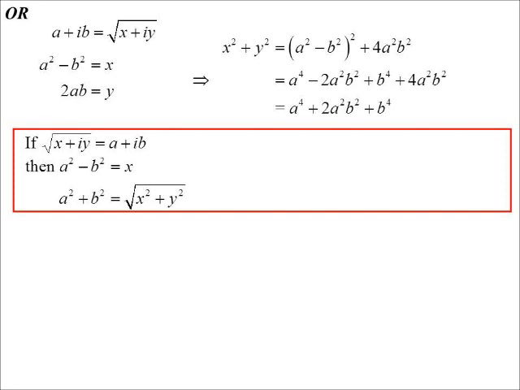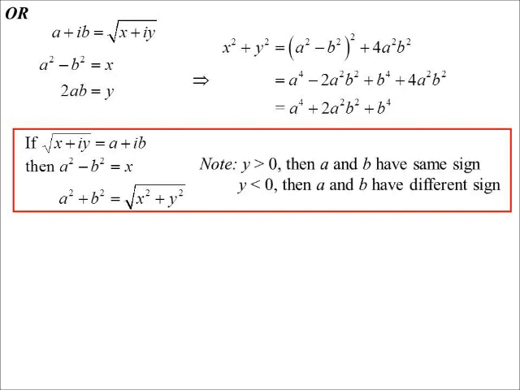Now, how do you know whether they have the same sign or the different sign? Well, it's all to do with the imaginary part. If the imaginary part is positive, then your solution a and b will end up with the same sign. If the imaginary part is negative, then a and b will end up with different signs. So all to do with the imaginary part.